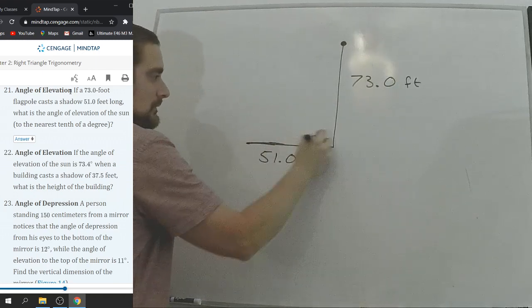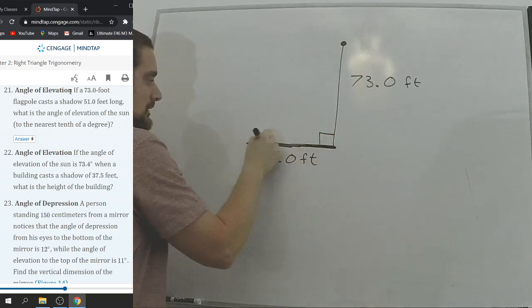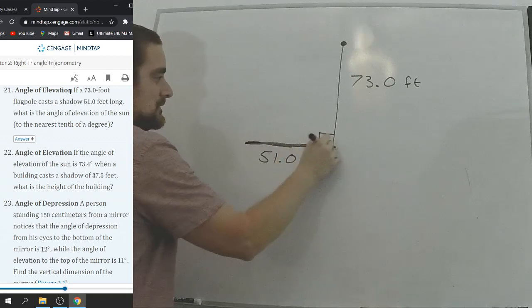51.0 feet. Sorry, you might hear my dog in the background. He's been barking at random stuff because he's a puppy. That's what puppies do.